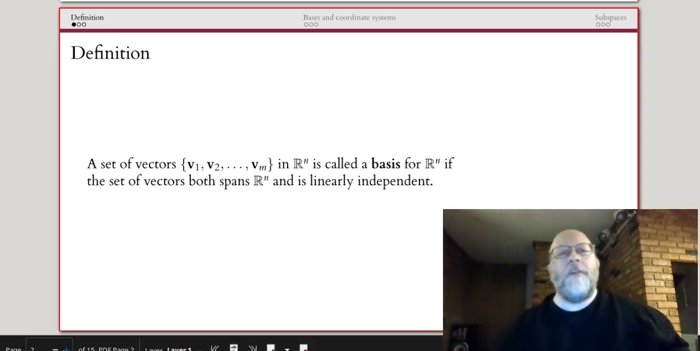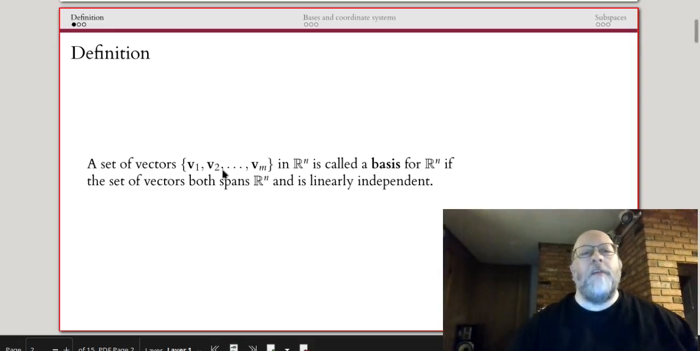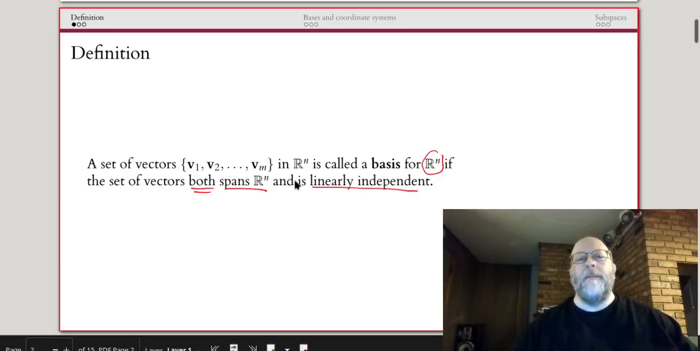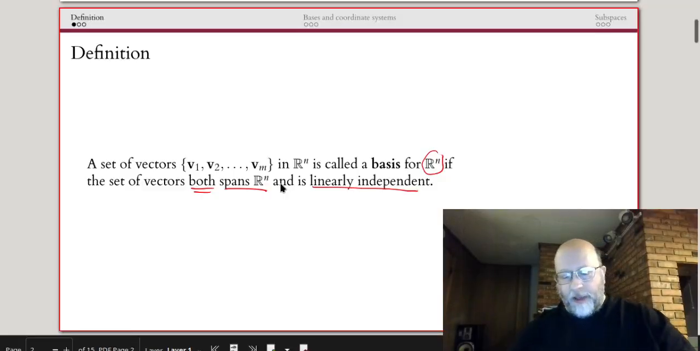So let's talk about the definition here. A set of vectors is a basis for Rn if the vectors both span Rn and are linearly independent. We've seen that we can have a set that does both. If we have that, we call that set a basis for Rn.